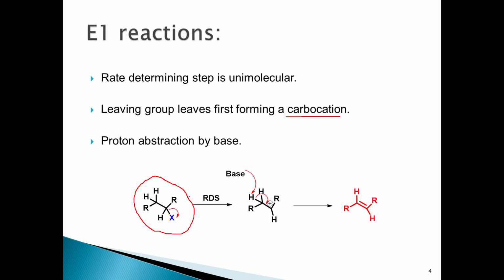So the first step, which is the rate determining step and also the slow step, is that the leaving group, which I have denoted by X over here, first leaves and forms a carbocation, and then the base attacks the hydrogen. That's why I'm calling it a base, because it's attacking the hydrogen. Had it been attacking the carbon, it would have been a nucleophile. And we get the alkene, right? So this is the E1 reaction. It is a unimolecular reaction because the rate of the reaction only depends on one molecule.